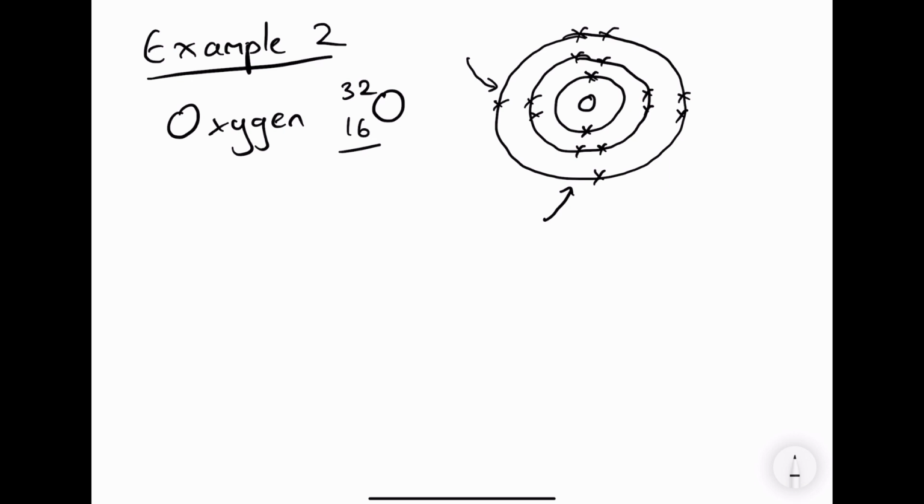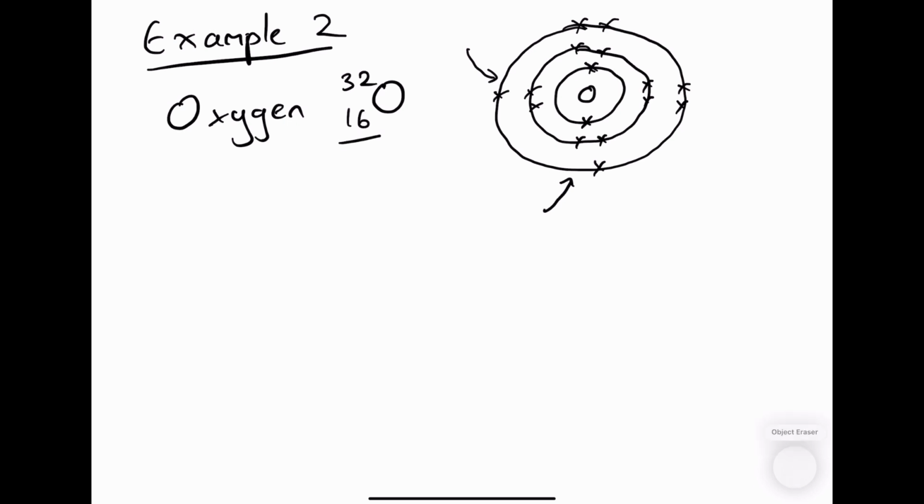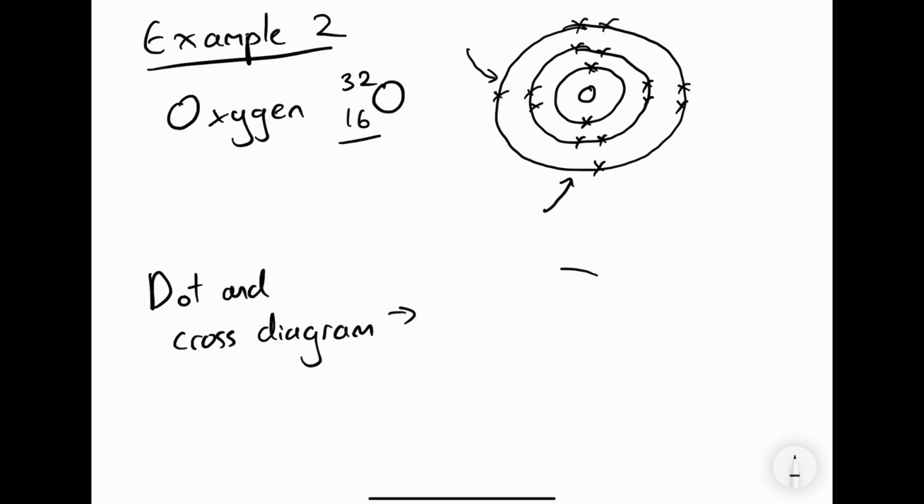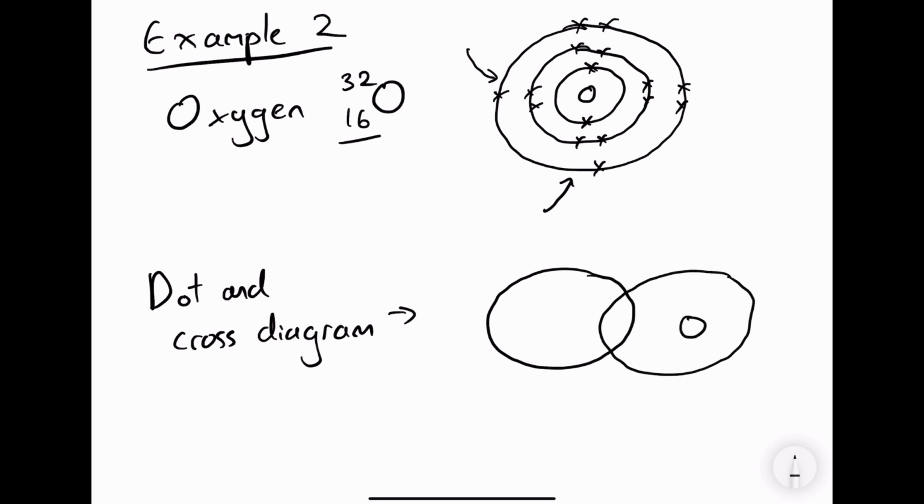So oxygen, similar to hydrogen, can share electrons with another oxygen atom to form covalent bonds. Now I'm only going to draw the outer shell in the dot and cross diagram. Now once again, we want to show their outer shells overlapping. And don't forget to draw the electrons that are not taking part in the covalent bonding. And then we want to draw the electrons that are forming covalent bonds in the space where the two shells overlap.